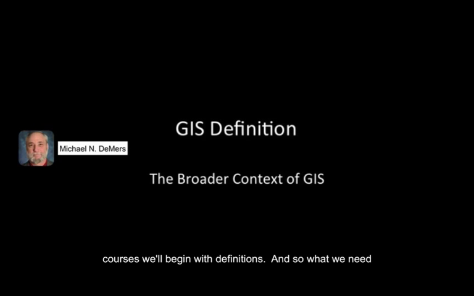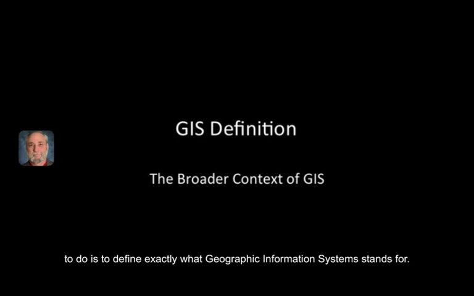As with most courses, we'll begin with definitions. And so what we need to do is to define exactly what Geographic Information Systems stands for. Typically, one thinks of fairly narrow definitions of GIS, and it depends pretty much on your perspective. You find, for example, that database types think of a GIS as a database. Software types think of it as a piece of software. We're going to define it in a much broader context.